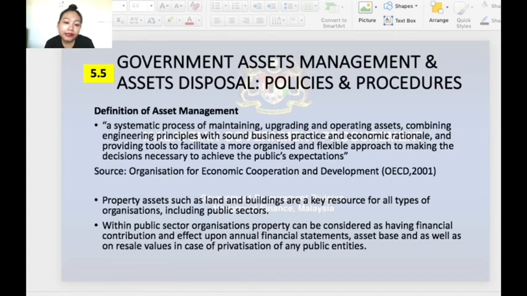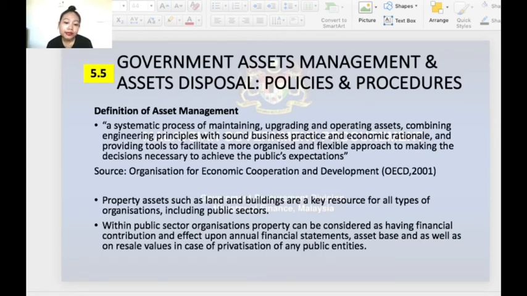A systematic process of maintaining, upgrading, and operating assets, combining engineering principles with sound business practice and economic rationale, and providing tools to facilitate a more organized and flexible approach to making the decisions necessary to achieve the public's expectations. So this is from the Organization for Economic Cooperation and Development in 2001, yeah?